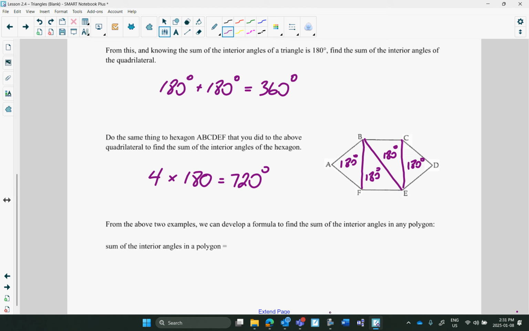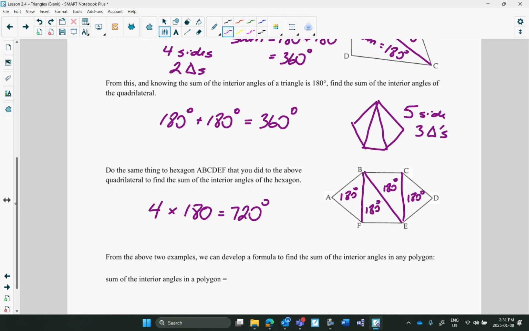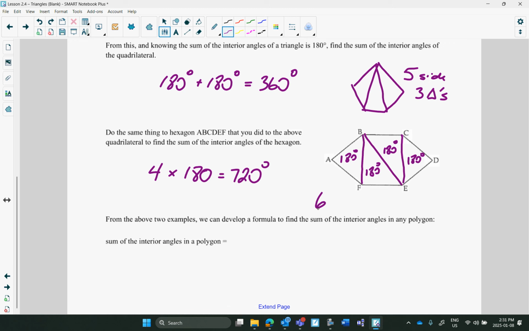Right? Like, look, here's the 5-sided shape. I could go like this. How many triangles did I make? So in a 5-sided one, 3 triangles. Up here, in a 4-sided one, I could make 2 triangles. In a 6-sided one, I could make 4 triangles.